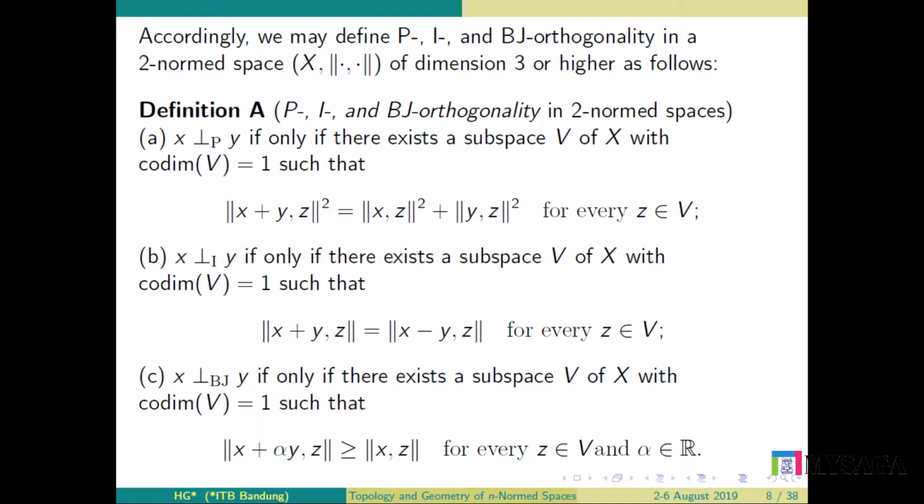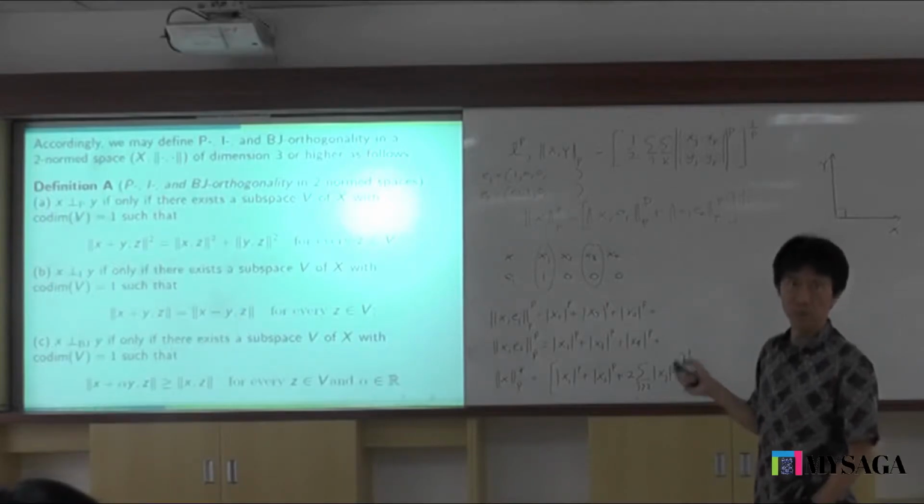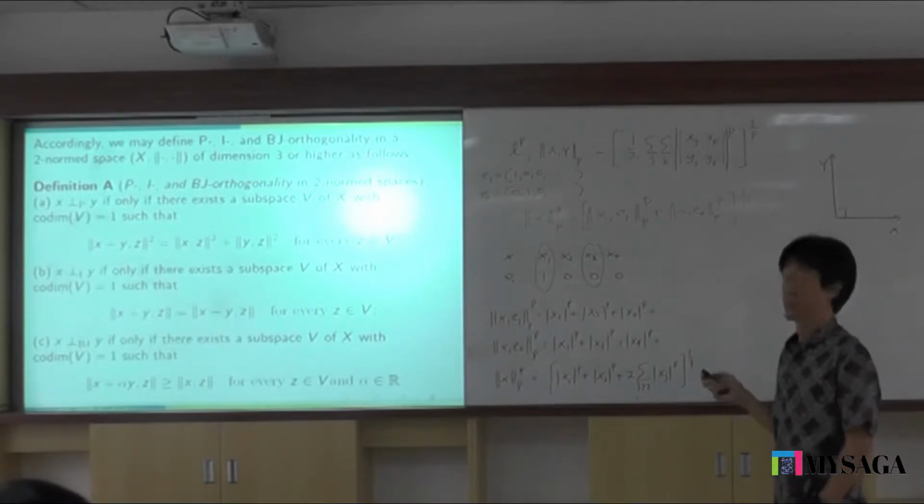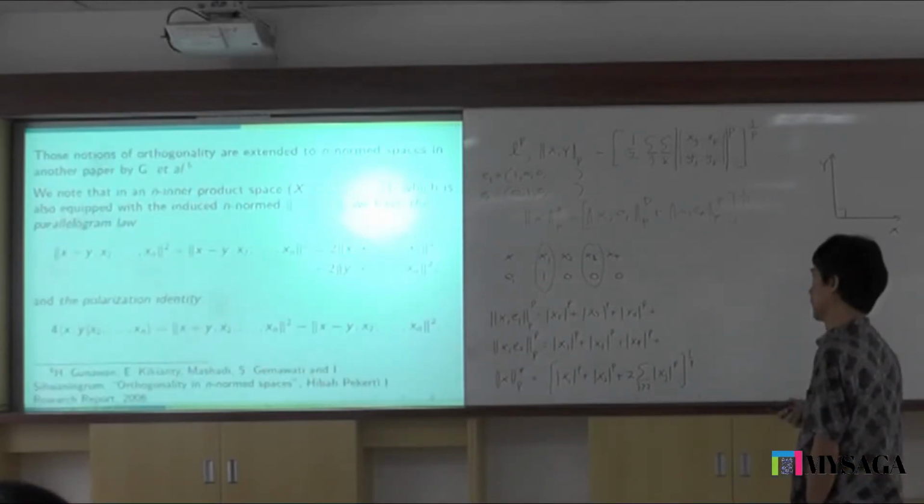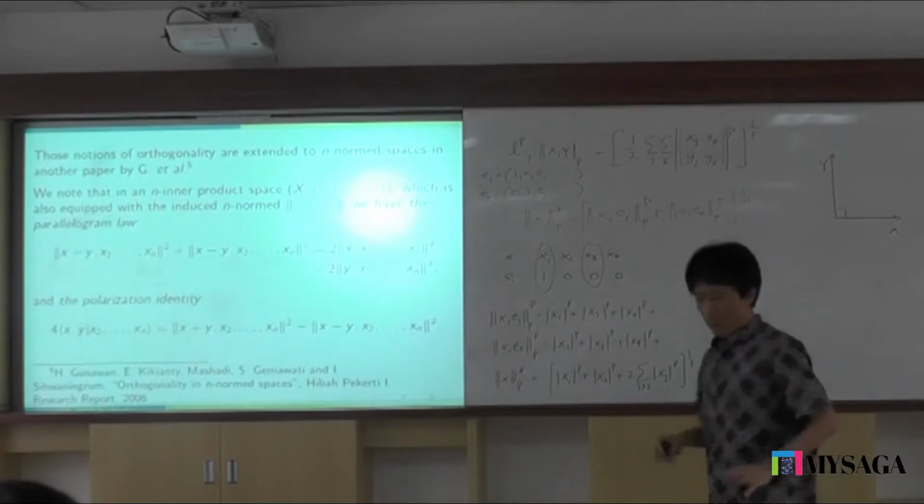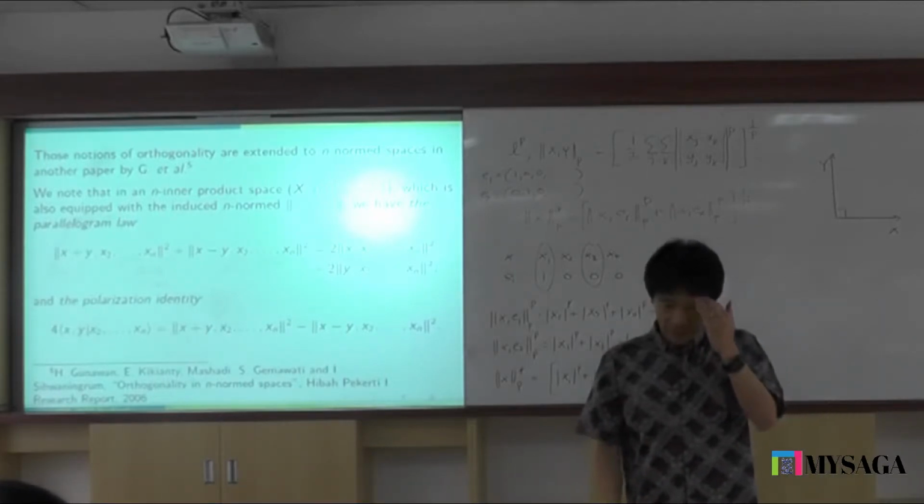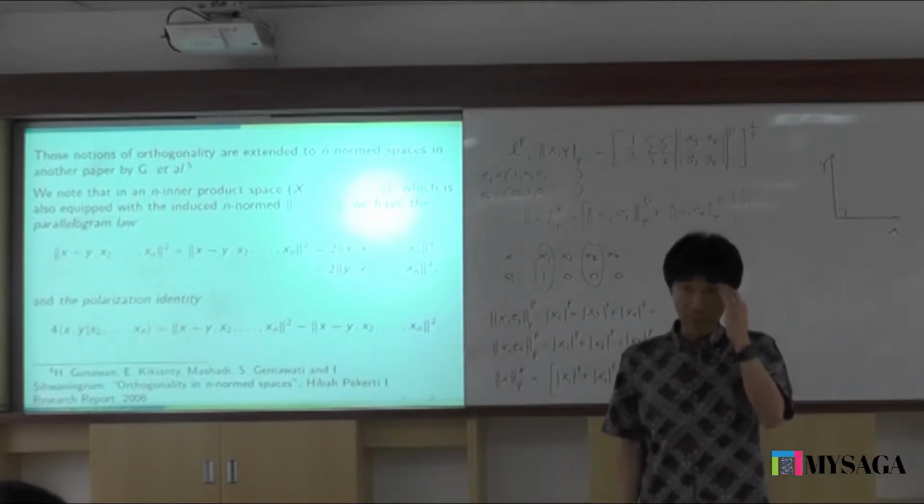And this is an existential quantifier. So there is a V. So we must choose V actually. So now I will talk about this in the setting of n-normed spaces.